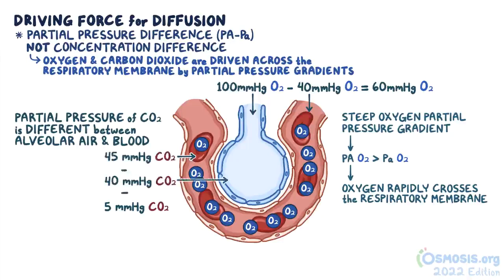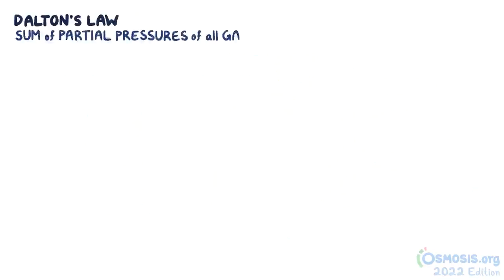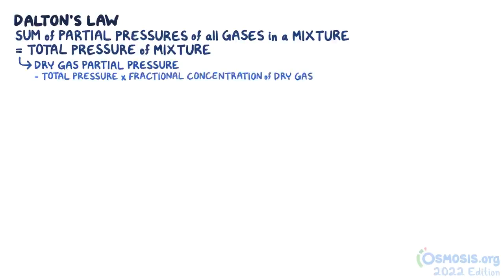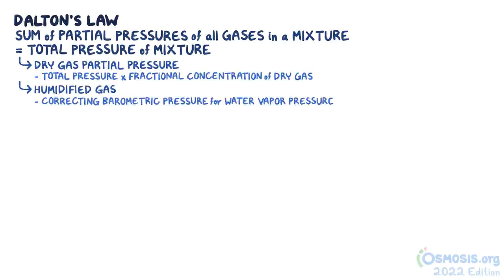Now, the partial pressures of inhaled air and alveolar air determine why oxygen goes into the alveoli and why carbon dioxide leaves the alveoli. This brings us to what is called Dalton's law, which states that the sum of partial pressures of all gases in a mixture equals the total pressure of that mixture. Thus, for dry gas, the partial pressure is the total pressure multiplied by the fractional concentration of dry gas, while the relationship for humidified gas is determined by correcting the barometric pressure for the water vapor pressure.